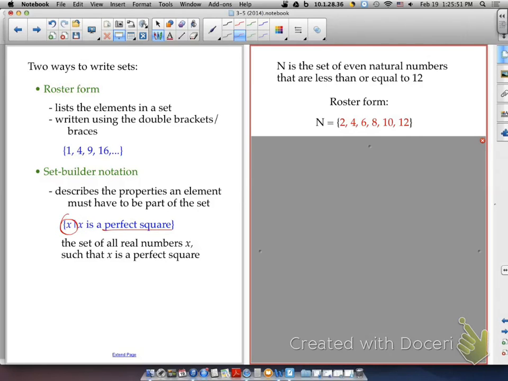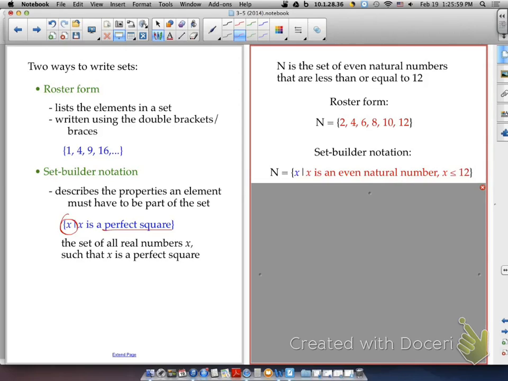Okay, just one correction. Now remember, N is the name of the entire set. So you would say N equals, and you can name your own variable and then you're defining the variable. In this case, I'm just using X. So all real values such that X is an even natural number. And there's one more limit that you need to set. What is that? Less than or equal. It has to be less than or equal to 12.